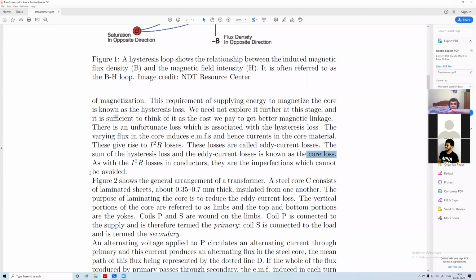See, they are laminated sheets so that eddy current loss is minimum, and they are 0.35 to 0.7 millimeter thick. The vertical portions are called limbs and the horizontal portions are called yokes.